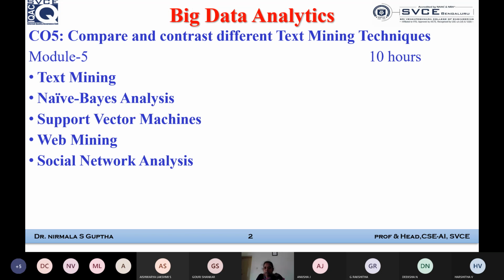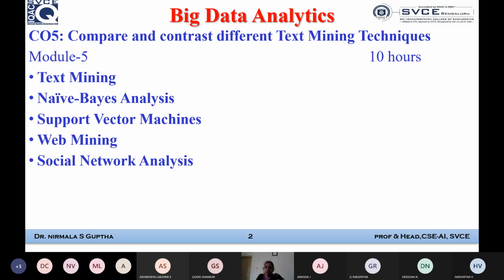The name itself says text mining. It is very important in social media because we all use FB, Instagram, Twitter, LinkedIn, and WhatsApp also. So a lot of text. We type, we chat, right? For that sense, we need to use this particular text mining technique. We are going to deal with this for 2 to 3 classes.